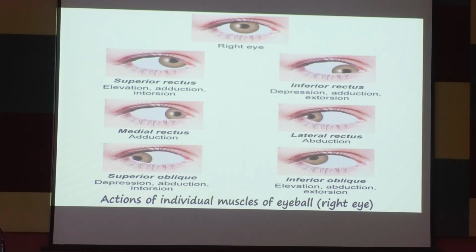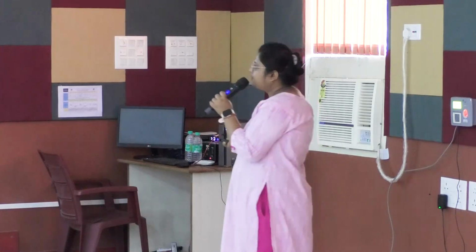And according to nerve paralysis, if LR6, the abducens nerve, is paralyzed, there will be squint. The eyeball will lie in this adducted position when lateral rectus paralysis occurs. Then superior oblique is causing depression, abduction, intorsion. This will be the position, and inferior oblique is causing elevation, abduction, and extorsion. You can see the cornea is located near the lateral angle of the eye. So these are the actions of individual muscles of the eyeball.